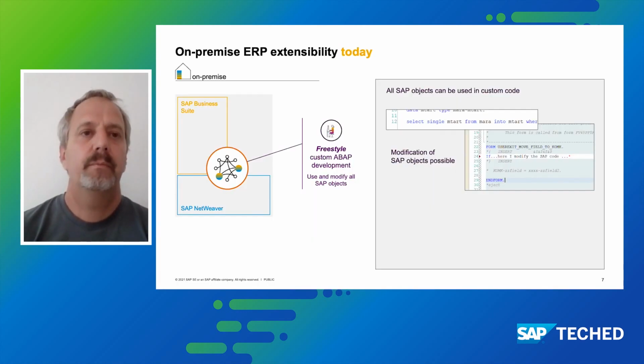And here, we first start with on-premise. I think it's fair to say that if you check standard on-premise SAP ERP systems, Business Suite, ECC, and S/4HANA on-premise, then for most of the customers, the freestyle custom ABAP development is the standard way how to extend the ERP. And freestyle means SAP delivers the SAP code, the ABAP code for the applications, to customers.